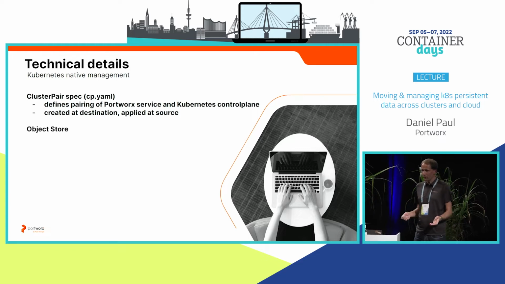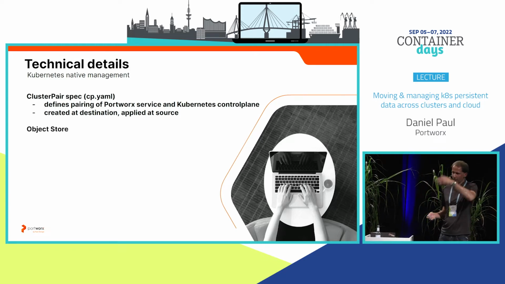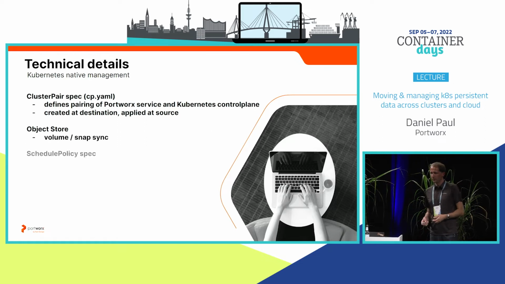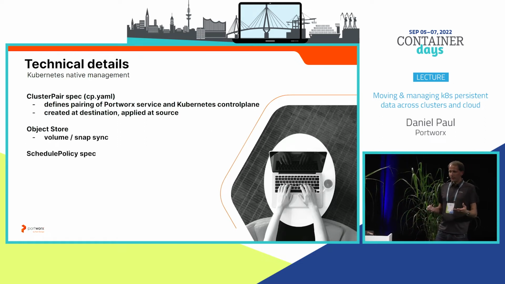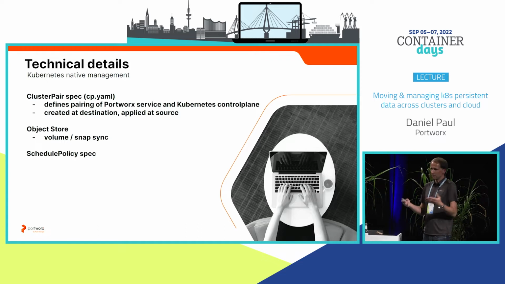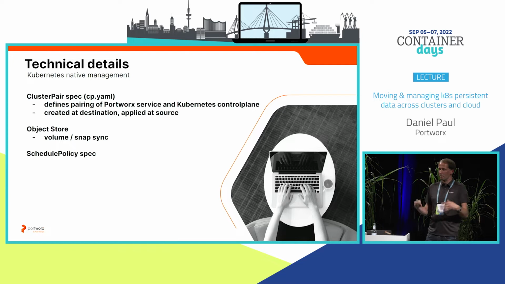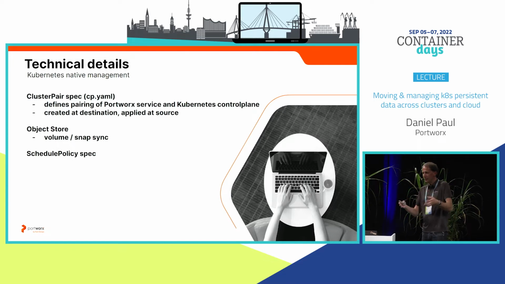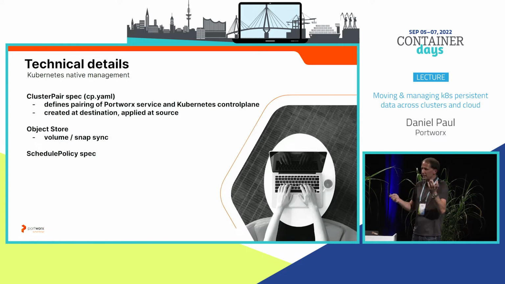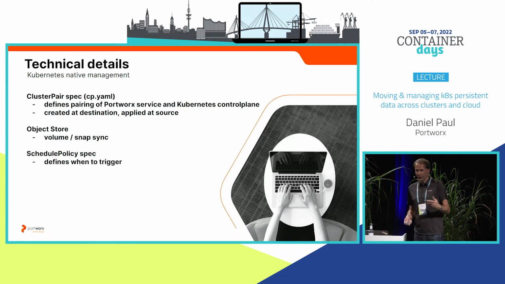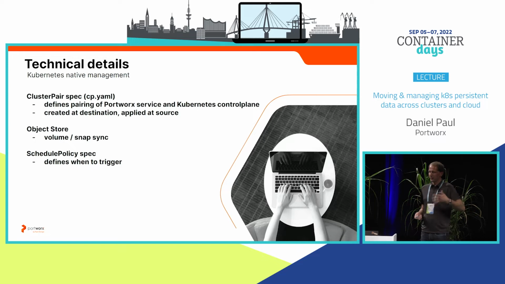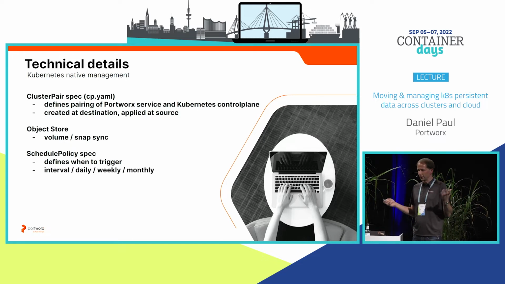We need an object store to synchronize the volumes we transfer from one cluster to another cluster. We create a schedule policy, which basically describes how often something should happen. It can be minutely, hourly, daily, weekly, or you can define to do it every minute or 5 seconds. So you define when to trigger an event, and you define the interval, or whether you want to do it daily, weekly, or monthly.